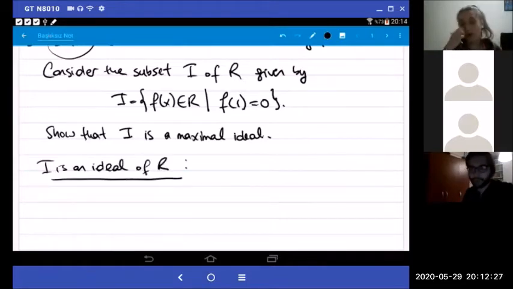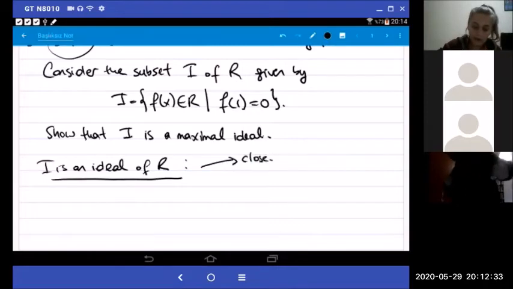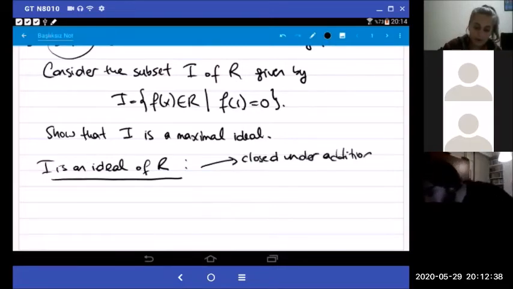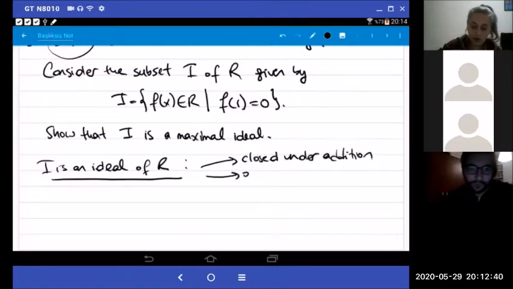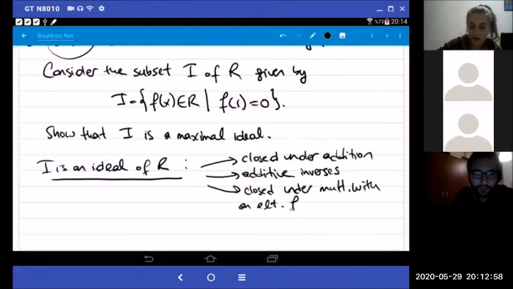How to show that a subset is an ideal? First, we need to show that it is closed under addition. And then we need to show additive inverses. And at the end, we need to show that it is closed under multiplication with an element from the ring R.